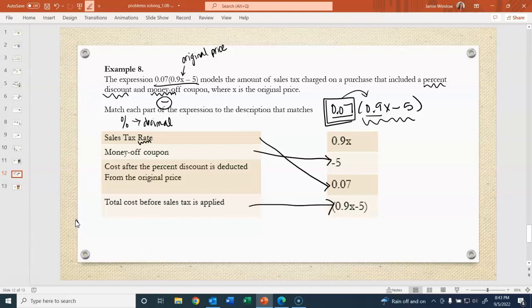So this third one here is going to go to the 0.9 times x. And so that's describing the cost after just the percent discount from the original price. That makes sense now that we can look at it, right? And x is the original price, which we knew from the beginning. And the percent discount is 90%. That's a huge discount. Man, this person is not going to pay very much money for this item at all.